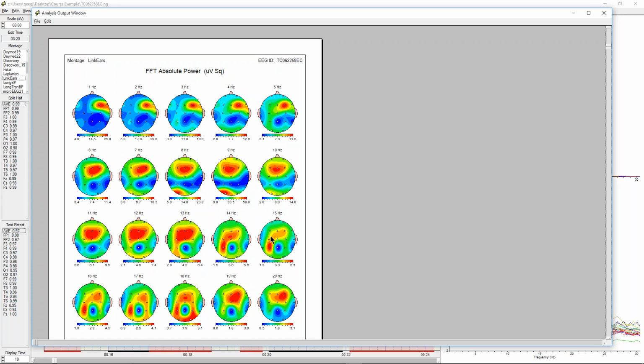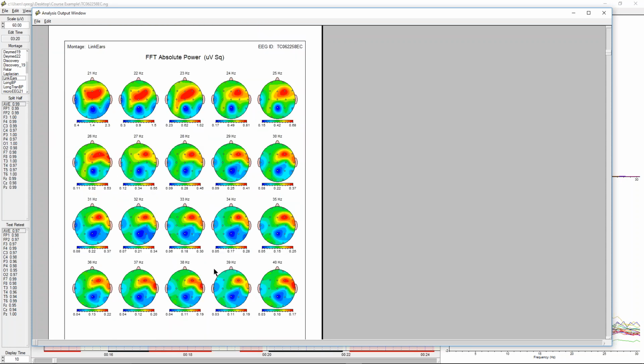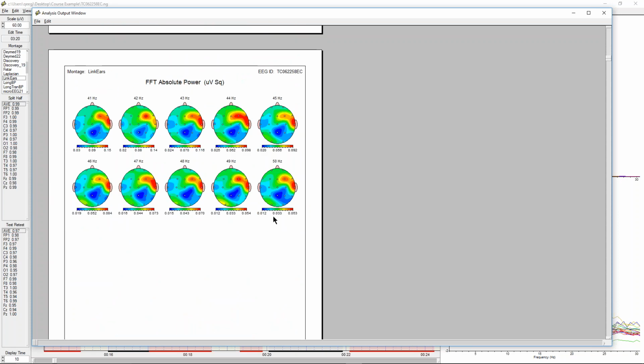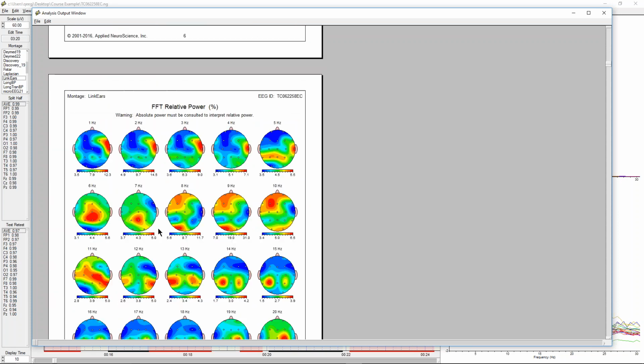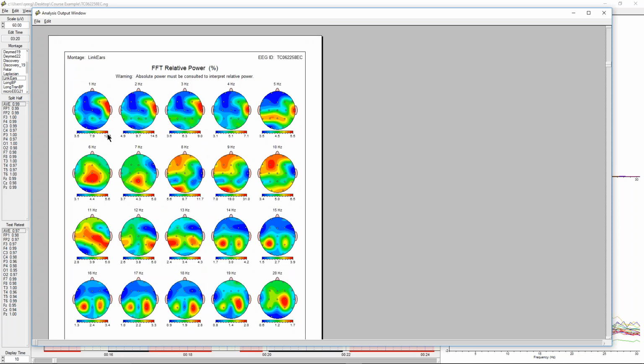We go through this, and again, we're looking to see the distribution of the activity, not whether it's normal or abnormal. We're just trying to see where it is. So we go through the frequencies all the way up to 50 Hertz. And then we look at relative power, and that's looking at the percentage values. What's the percentage of 13 Hertz at this location? Well, it's about 4.3%. The value of delta at this location is about 12%, and so on.